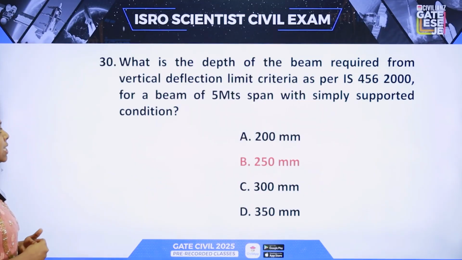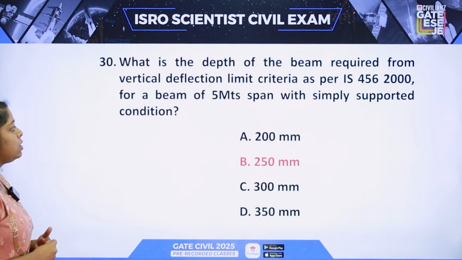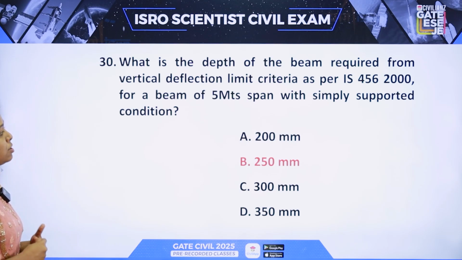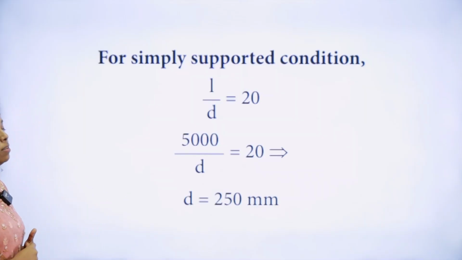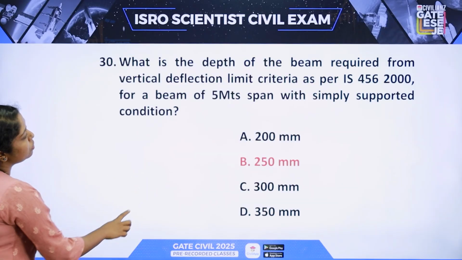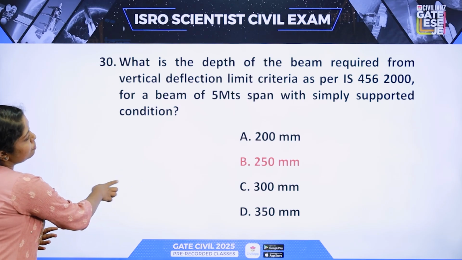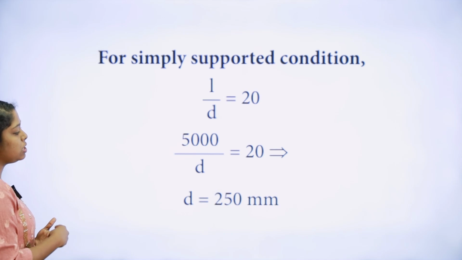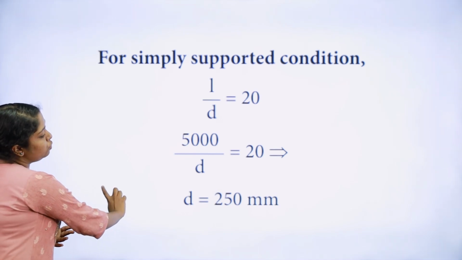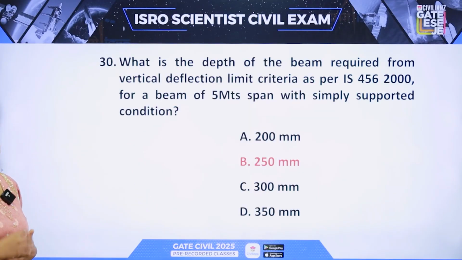Moving on to the 30th question. What is the depth of beam required from vertical deflection limit criteria as per IS 456-2000 for a beam of 5 meter span with a simply supported condition? In that case, the answer is 250 mm. For simply supported condition, L by D is equal to 20, and in the question 5 m is the span. So, we will take it as 5000 divided by D equals 20, and D is equal to 250 mm. So, option B is the right answer.